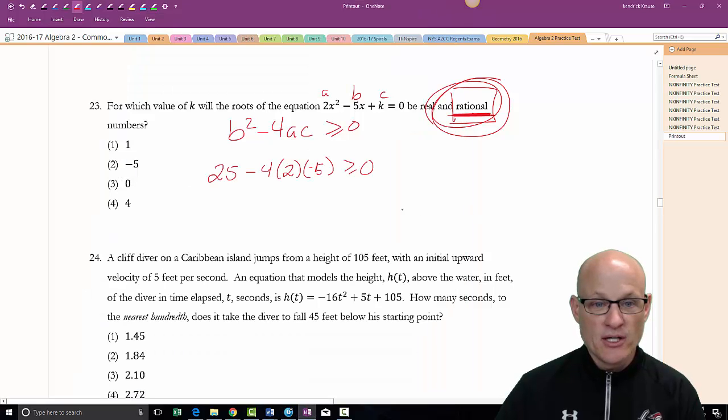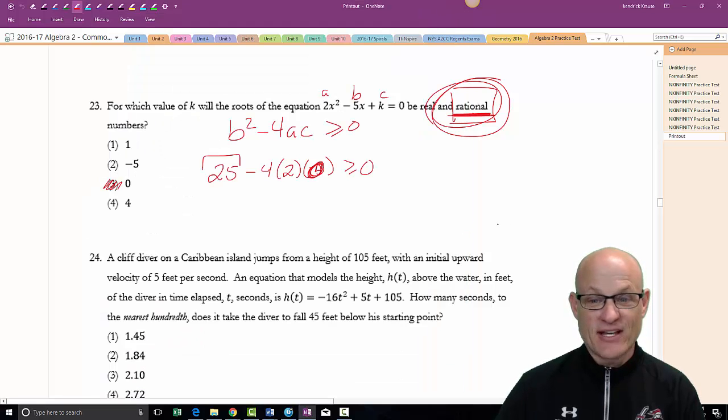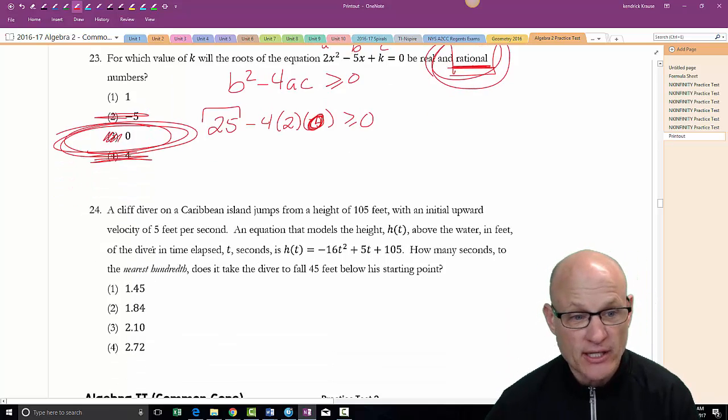Not a perfect square. Let's plug in 0. Well, if I plug in 0, that whole thing goes away and it becomes 25. That looks like it's the right answer. Let's just check 4, see what happens when we plug in 4. Times 4, and I get negative 7. That's imaginary. That doesn't work. So there's the answer, the only one that will give us a perfect square.